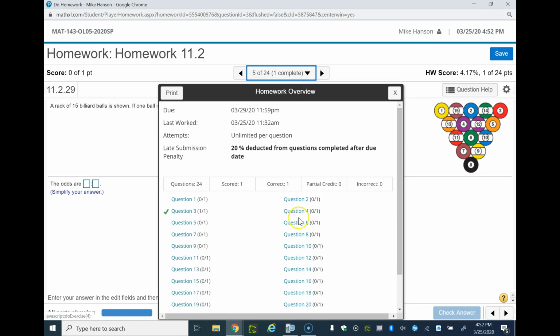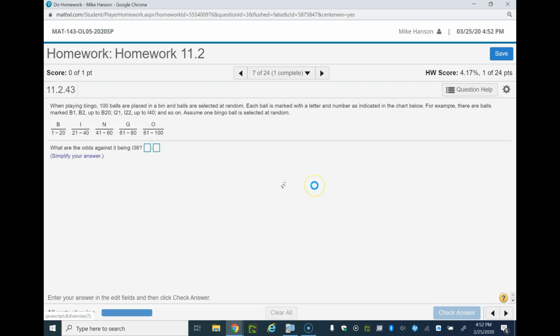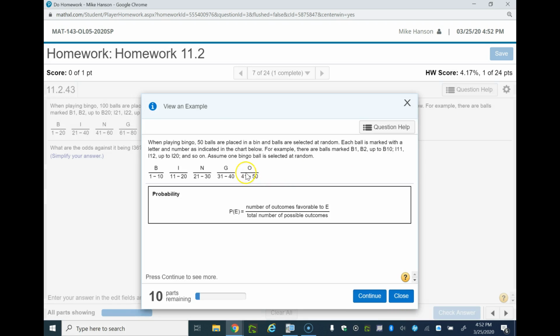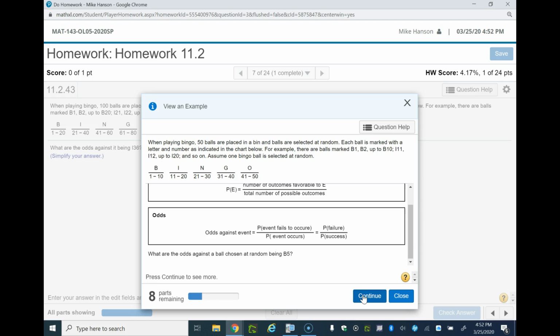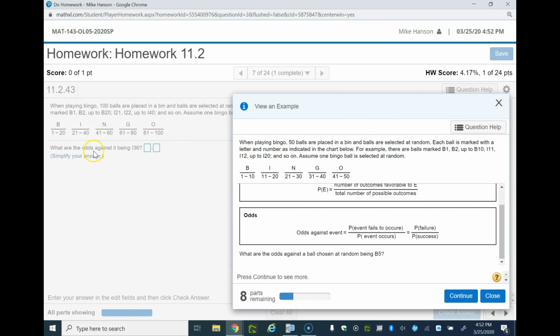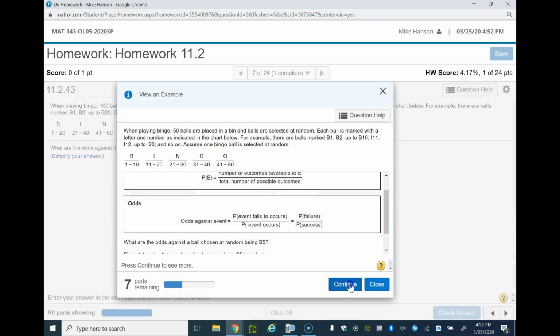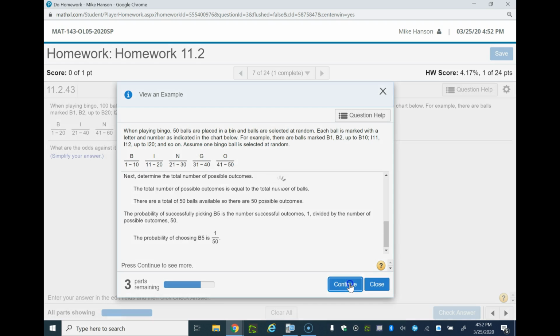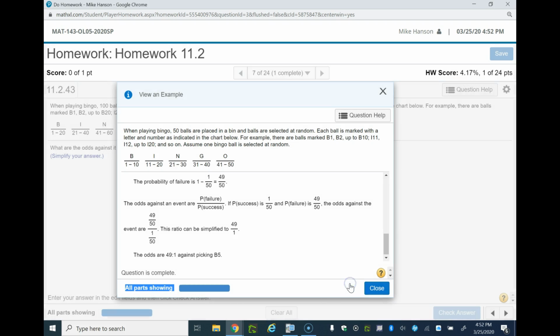Let's jump to number 7. So looking at this one here, let's look at the viewing example 1. We want to know, for the question, where's the question? Oh, the odds against. What is the odds against of us rolling a 36? And for the viewing example, they're going to be looking for what are the odds against us picking B5? So looking at this one here, the answer is 49 over 1.